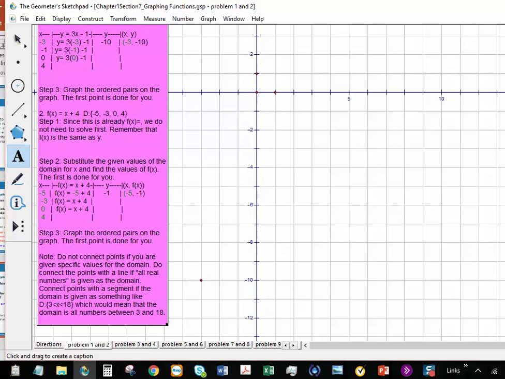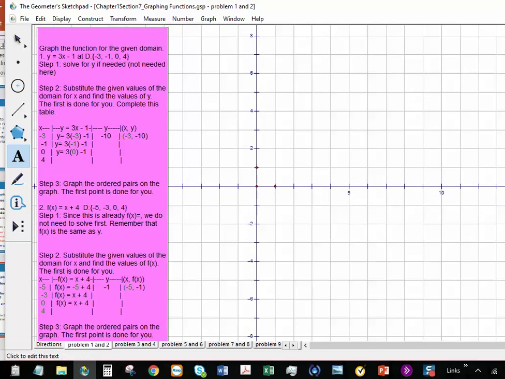Now, is it the top of the page? Oh, no, not quite. There we go. I had to move it up.